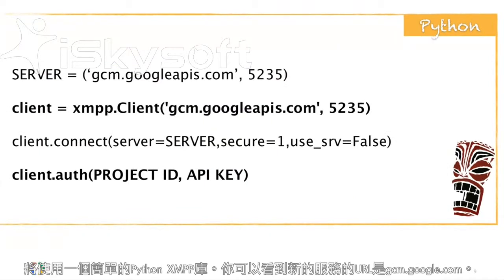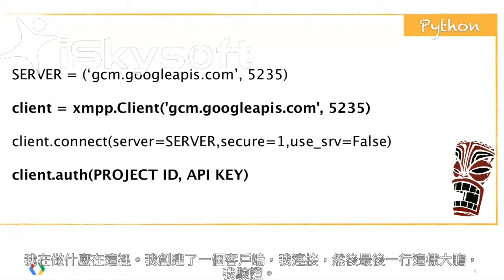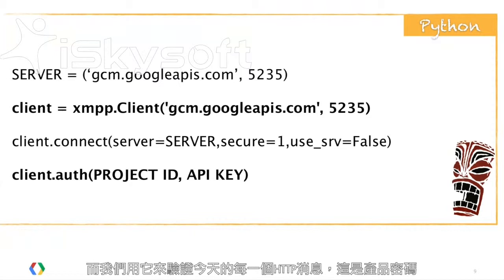In this slide, I'm going to use a simple Python XMPP library. And as you can see, the URL of the new service is gcm.googleapis.com. The port is 5235. And what I'm doing here, I create a client, I connect, and then last line in bold, I authenticate. And even this should sound familiar to you, because the authentication uses the very same username and password that we use to authenticate every single HTTP message today, which is the project ID and API key.